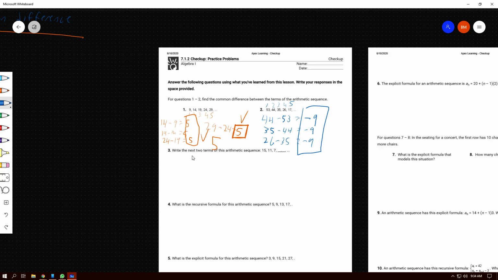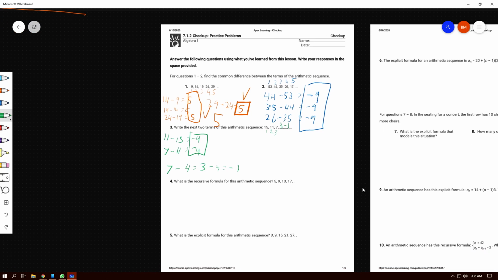Write the next two terms of the arithmetic sequence. We first have to identify the common difference. So I have term 1, term 2, and term 3. Well, 11 minus 15 is negative 4. 7 minus 11 is negative 4. So I'm going down by 4. What's 7 minus 4? That's 3. And then what's 3 minus 4? That's negative 1. So my next two terms are 3 and negative 1. I just identified what my common difference was, and then I applied it. It was a negative 4, so I subtracted 4 all the way down. If it was positive, I would add.